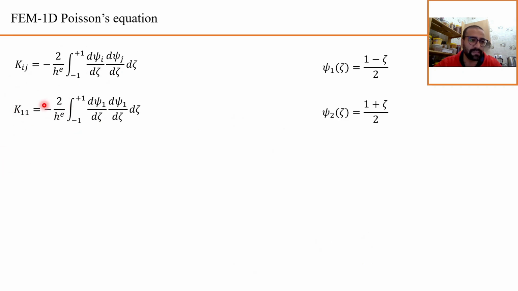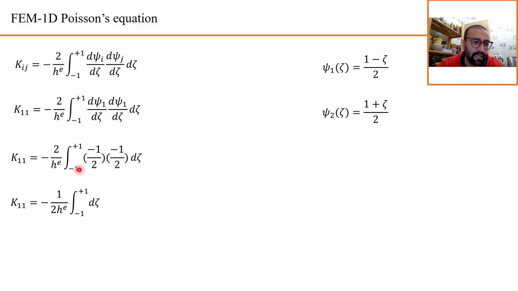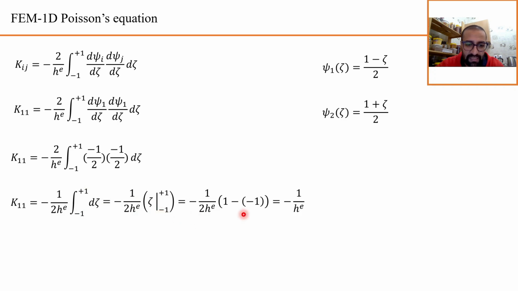Therefore, let's try to calculate the coefficients of this 2 by 2 matrix. The first coefficient is k11. It means that we have minus 2 over h, integral from minus 1 to plus 1, d psi 1 over d zeta times d psi 1 over d zeta d zeta. And what is d psi 1 over d zeta? This is nothing but minus 1 over 2. Therefore, we have minus 1 over 2 here, minus 1 over 2 here. After simplification, what is left is 1 over 2h, integral from minus 1 up to plus 1 of d zeta. And we know this integral is simply zeta. And if we put the limits and calculate it, finally we will get this for k11, as you see here. Let's try to calculate another coefficient, k21.